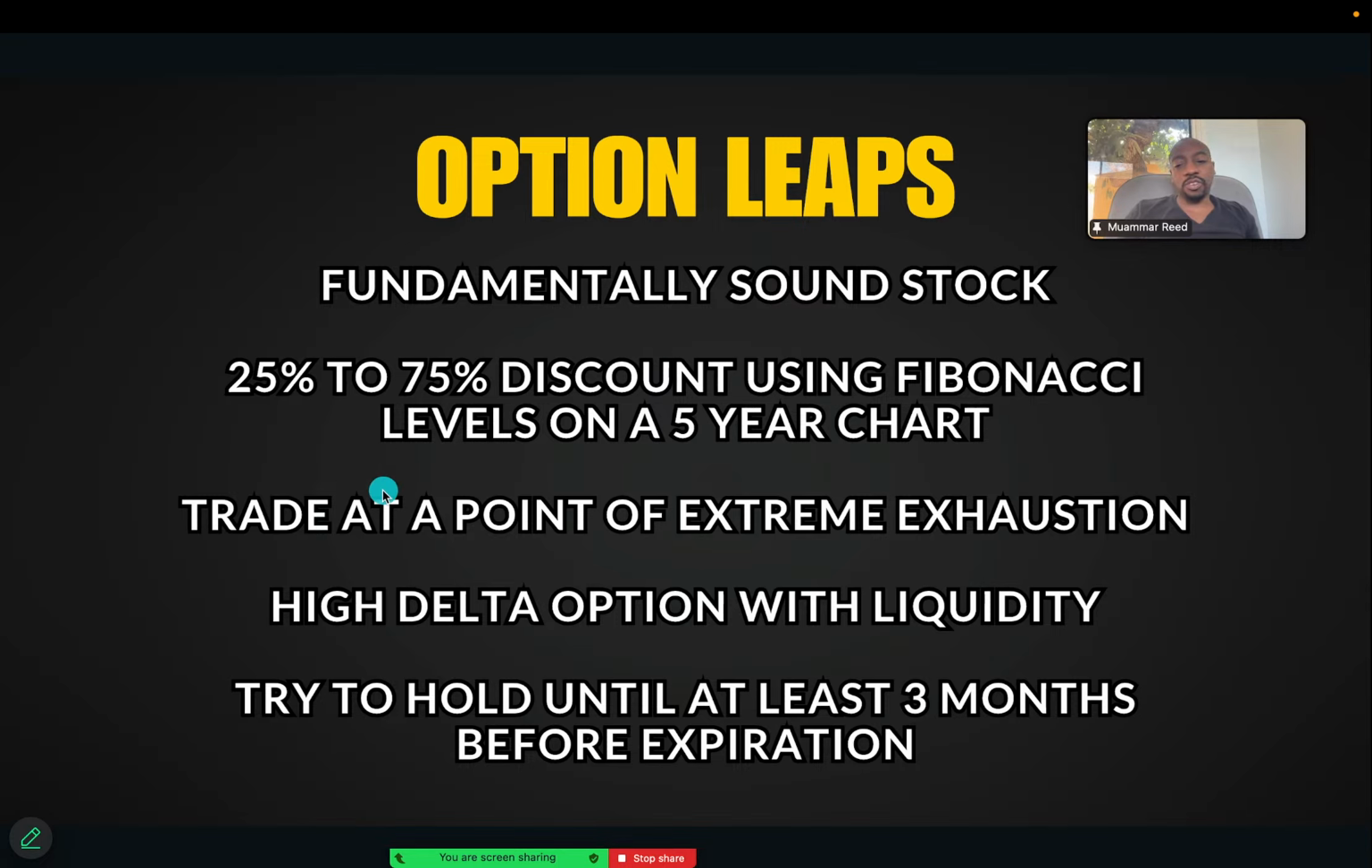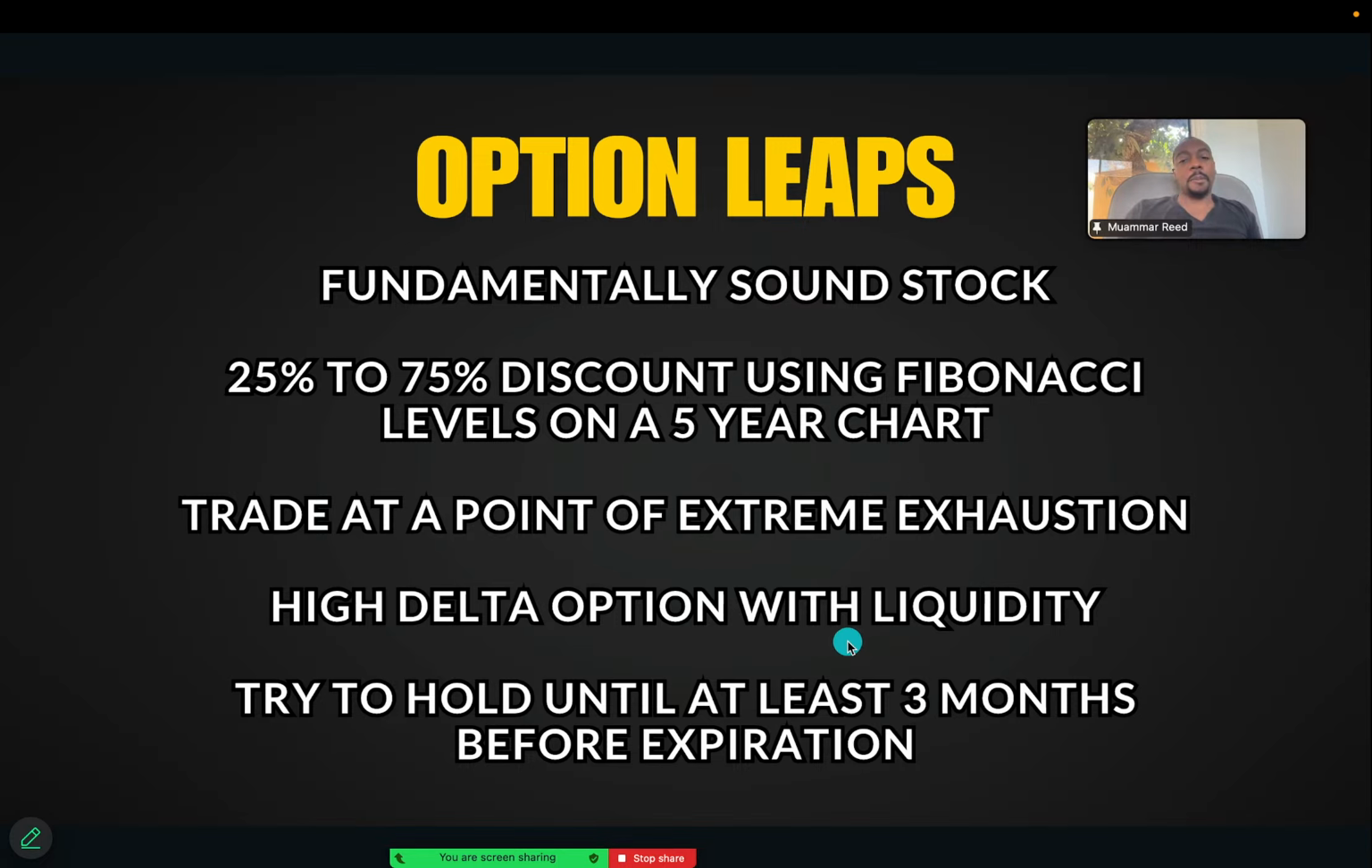But with leaps, trade at a point of extreme exhaustion with a discount, ideally 25% to a 75% discount. Once again, who cares if we're at an all-time high? If you would have bought Nvidia last week close to the all-time high, you would have been disappointed because it's pulled back, right? So always buy something on a pullback, ideally at 25%, and in a really ideal world, 75% discount using Fibonacci levels or retracements on a 5-year chart. That's what I use. You could use a 1 year, 2 year.